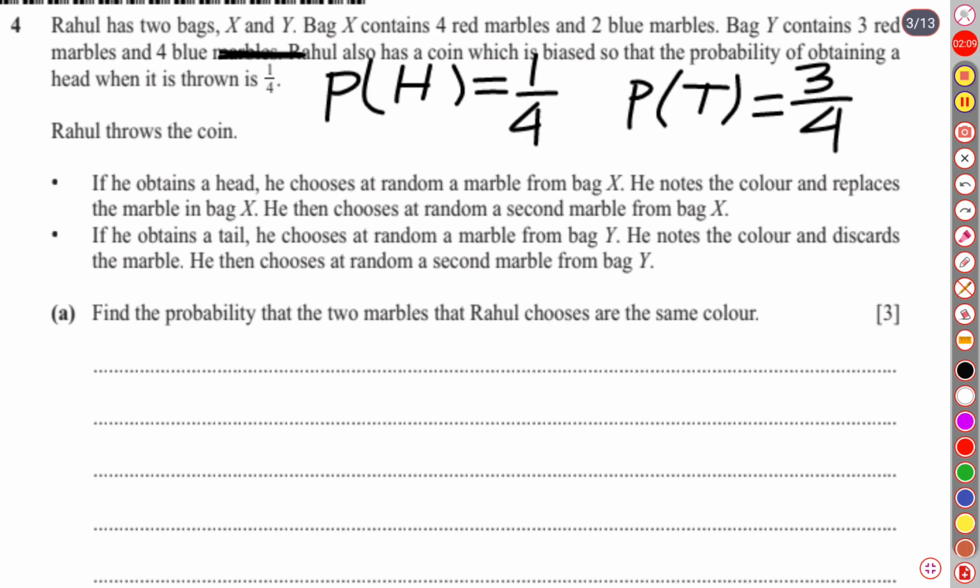And when he picks from bag X, look at this, he notes the color and replaces the marble. In case of the first bag, X, if he picks up the marble from bag X, it is replaced again. But whenever he takes a marble from bag Y, he discards. He doesn't replace. So this is the other key information. Well, now they have told us to find the probability that the two marbles Rahul chose are the same color. Okay, so we can start our writing.